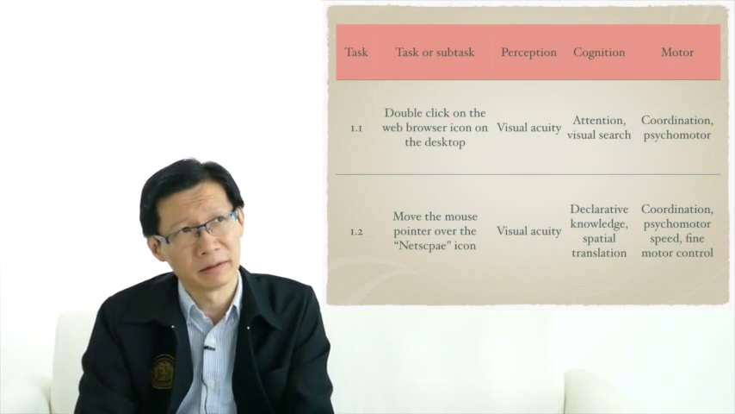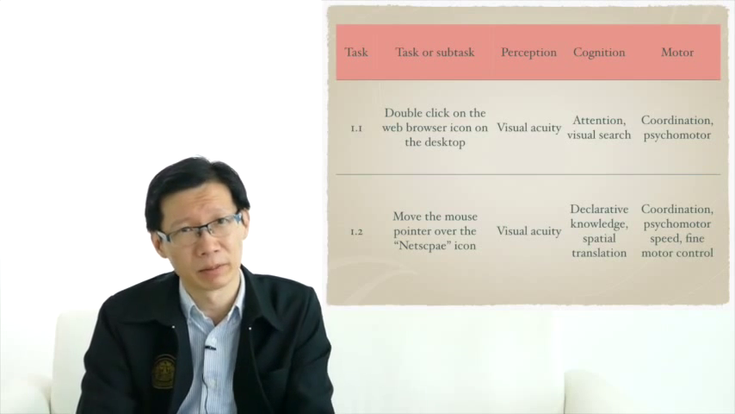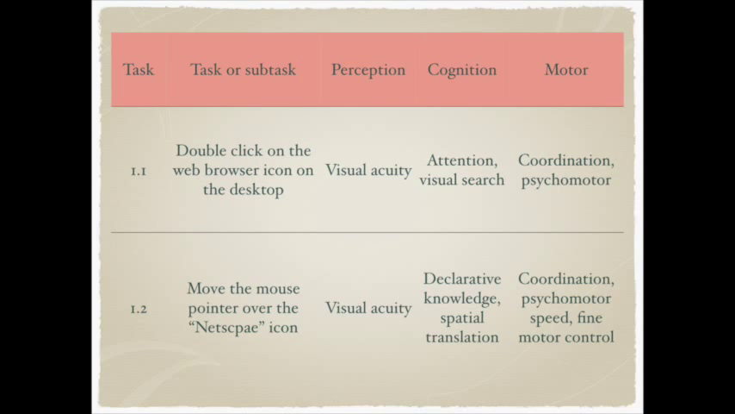So in this one we can see that when talking about tasks, we think about perception, cognition and motor. For example, when you double click on the web browser, perception of the aging could relate to visual acuity. Cognition is related to attention and visual search, and motor is related to the coordination of psychomotor skills.